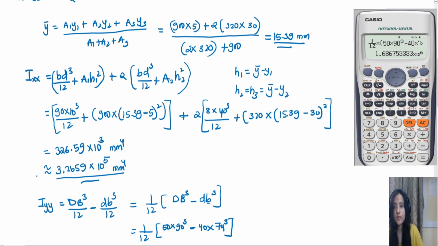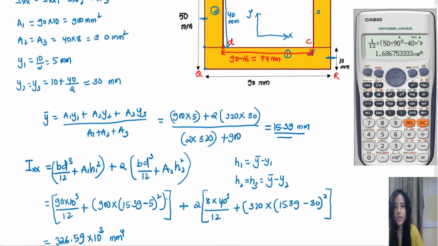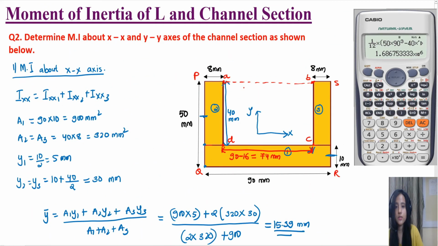So for the channel section we have found the moment of inertia about Iyy and Ixx. So this is your U channel section. I hope this numerical is clear.